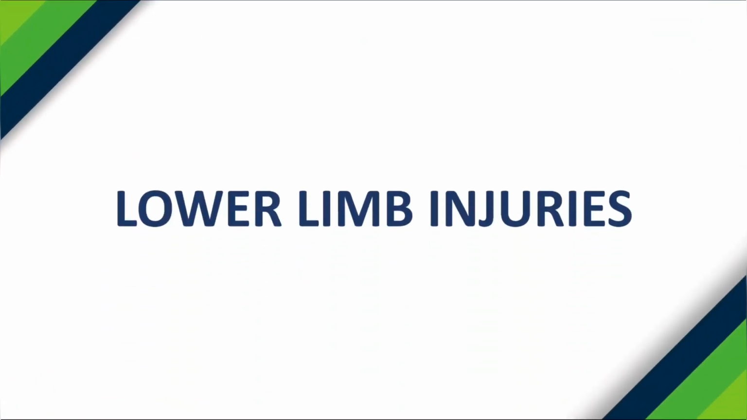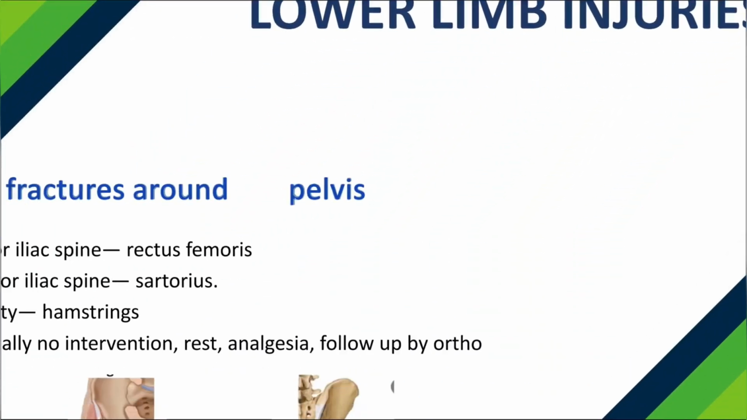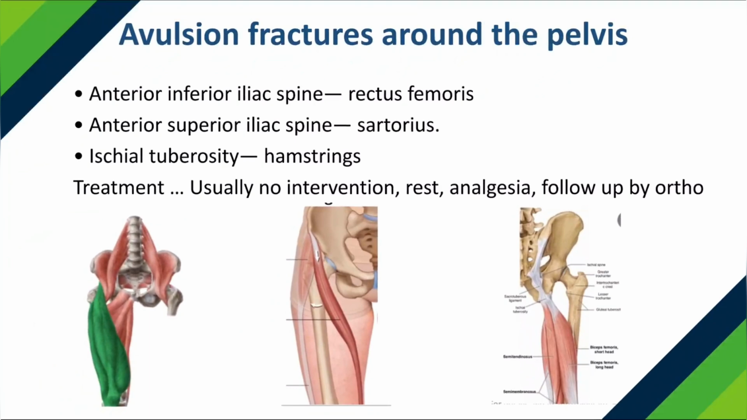Let's come to the lower limb injuries. Avulsion fractures around the pelvis. We have the anterior superior iliac spine. The attachment of the muscle is the rectus femoris muscle. The anterior superior iliac spine also has the sartorius muscle attached to it.